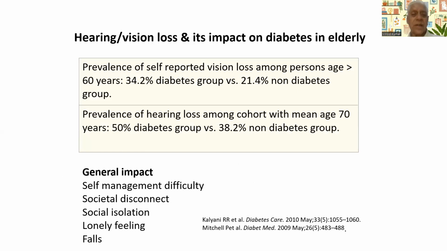And then we come to the next geriatric syndrome, that is hearing or vision impairment. Prevalence of vision loss as well as hearing loss is much more in elderly people, and more so in those who are elderly as well as diabetic. The general impact of these impairments will be felt by difficulty in self-management of day-to-day life, including the management of disease. They may slowly get disconnected from society. They may feel isolated or even lonely. And because of the vision loss or hearing loss, they may be vulnerable to falls.